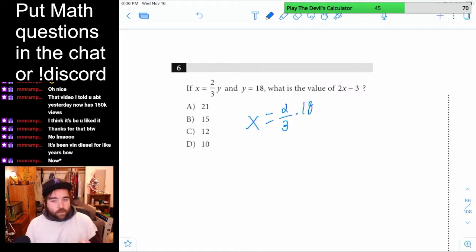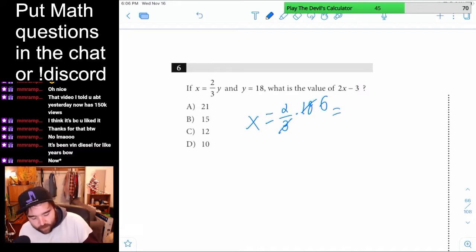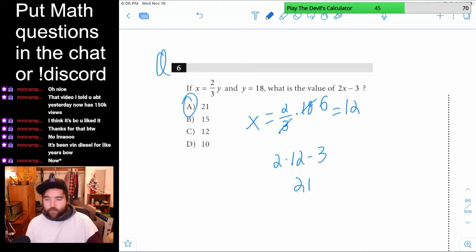And now, remember, don't do 2 times 18. That's just going to make your life harder. Cancel first. 18 divided by 3 is 6. So x is 12. So 2 times 12 minus 3 is 21. Beautiful.